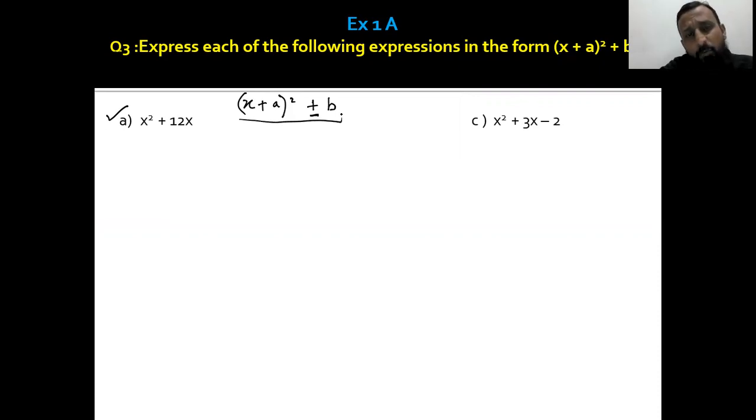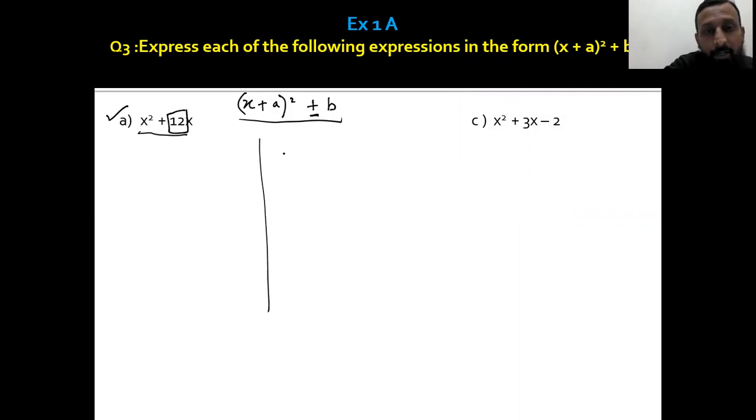Now, what can we see over here? We can see that there is a bracket, an expression having whole square on it. And after that expression, there is a constant number added to it, or it may be subtracted from it. So what we need to do is make it a perfect square over here, right? Now, how can we do this? We need to take the coefficient of x. What is the coefficient of x? It's 12.